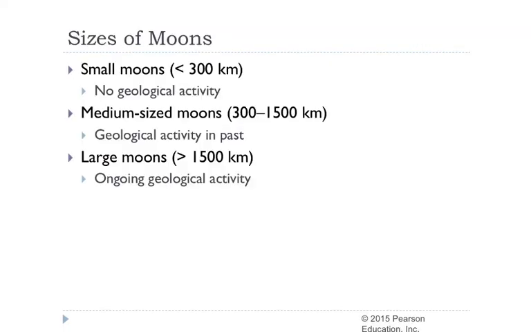Three different types of moons, sizes: small moons, under 300 kilometers, medium-sized moons that go up to about 1,500 kilometers, and then large moons, which are over 1,500 kilometers. And the large moons are very interesting to us because we see that there's still ongoing geological activity, which means that they are geologically alive, right? So they are very active on the surface.